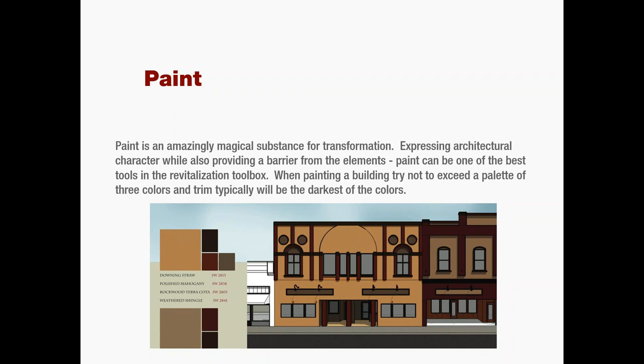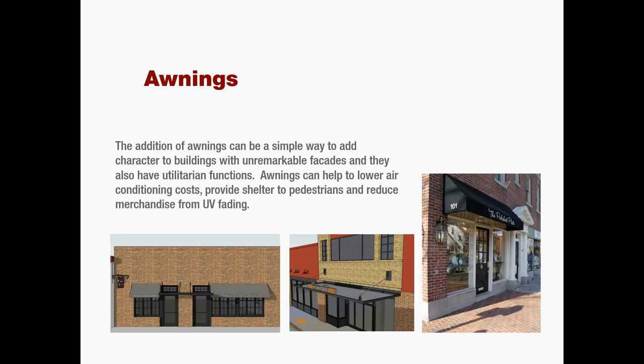So we've got some advice here in terms of a palette of three colors. This is specifically for the building facades, with trim as a dark color. And this is stuff where, if there's interest in doing this, Will will help you with all of these questions in terms of color and what color goes best where.